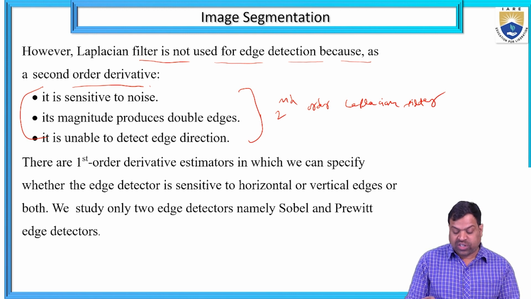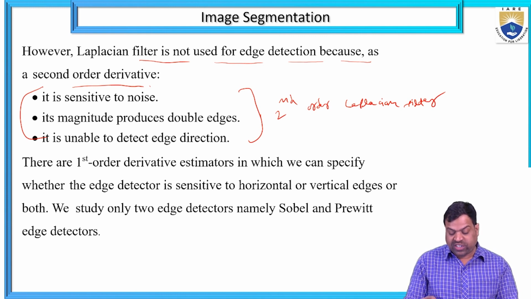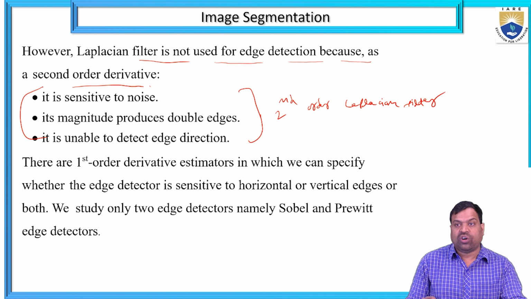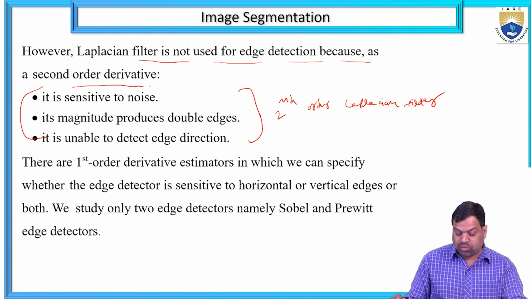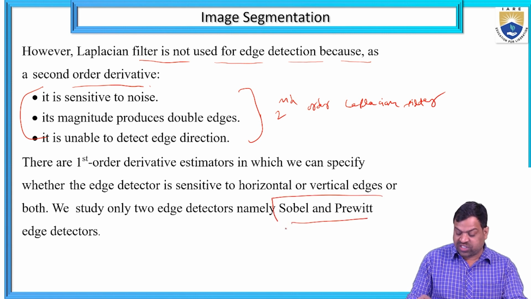With first order derivative estimates, we can specify whether the edge detector is sensitive to horizontal or vertical edges or both. We study only two edge detectors, namely Sobel and Prewitt edge detectors. These Sobel and Prewitt detectors play a very important role in edge detection.